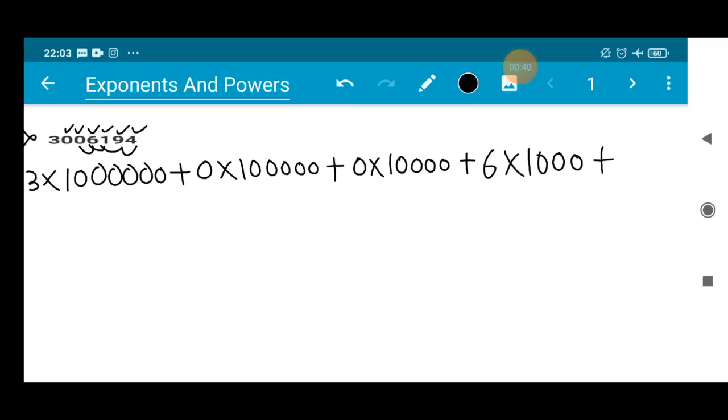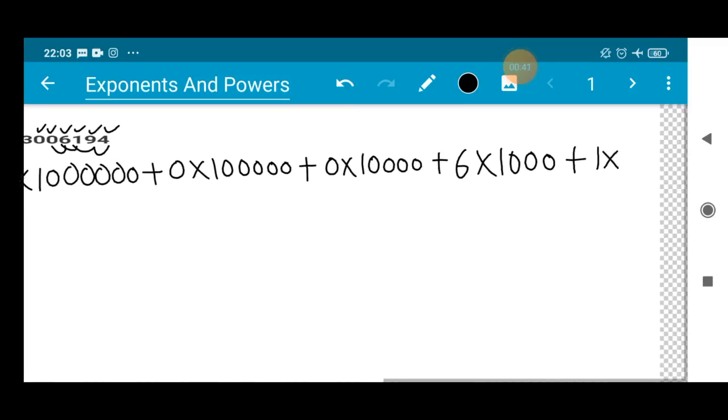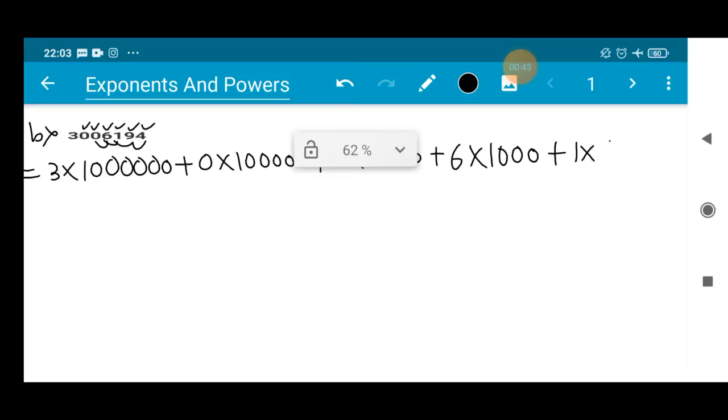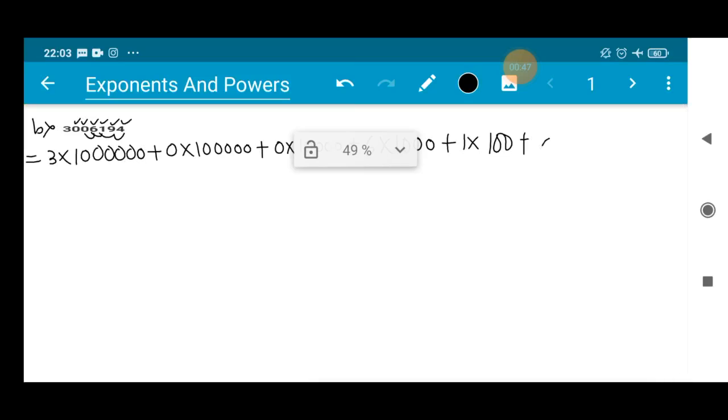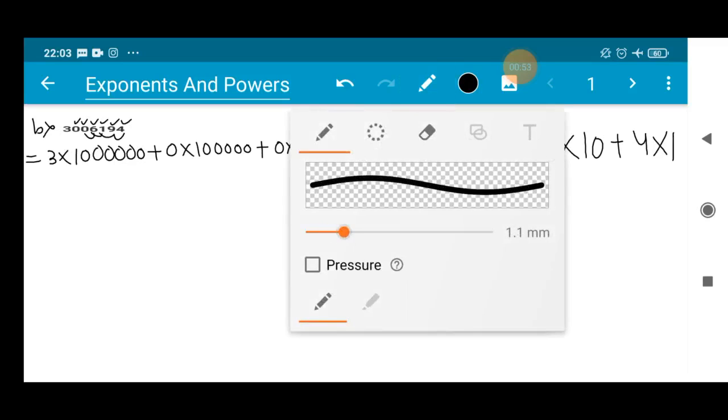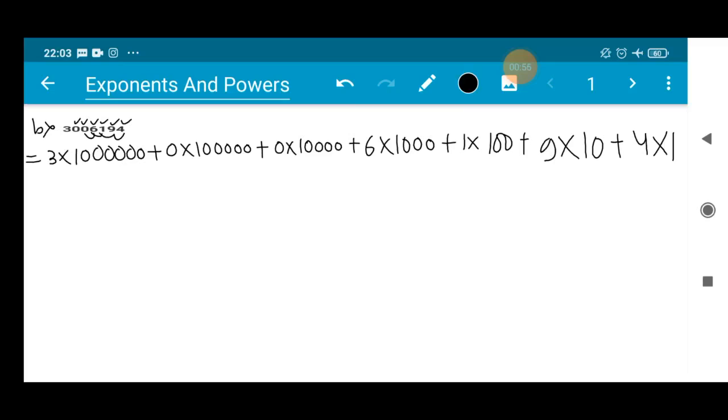1 2 3 plus 1 into 100, 100 plus 9 into 10 plus 4 into 1, right? So according to the place value, we are writing that 3 is in which position? Ones, tens, hundreds, thousands, ten thousands, lakh, ten lakh. So that is why how many zeros should be there after 3? 6 zeros should be there, which we have written here.